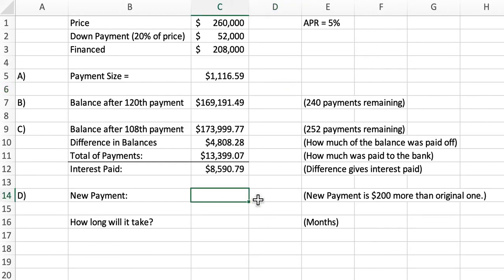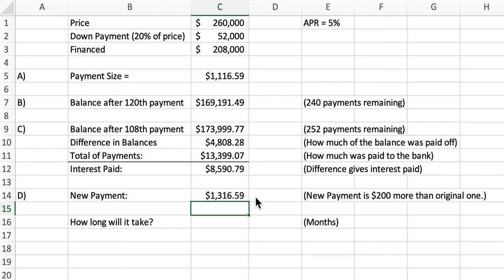So the thing, first of all, is the new payment we know is just simply $200 more than the old payment. So I'm just going to put an equals in this cell. This is how Excel does calculations. I'm going to take 1116.59 plus 200. And when I press enter, it will calculate it for me. And that's 1316.59. So that's our new payment.